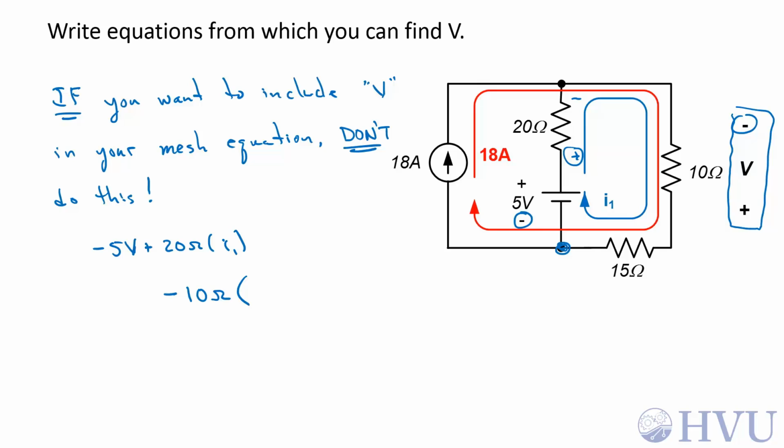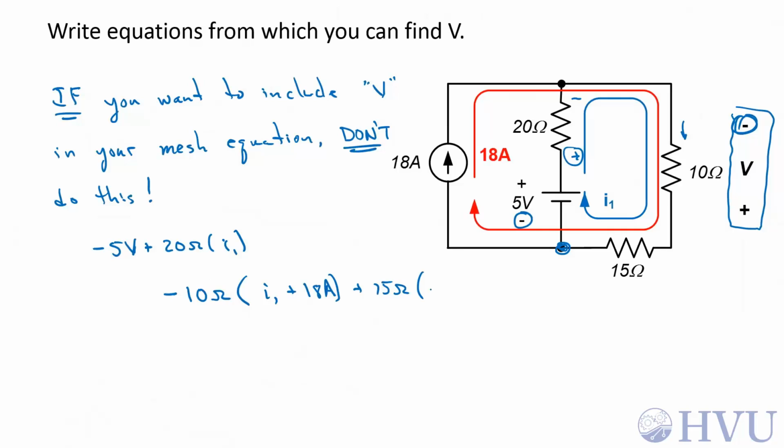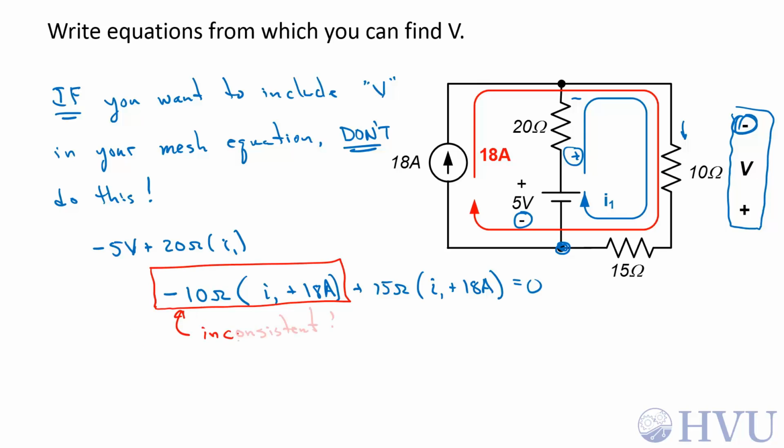Now it's very common to just forget that I've used this as my negative terminal and say, now I want the sum of the currents through this resistor. That's I1 plus 18 amps. Then through my 15 ohm resistor, this is 15 ohms times also I1 plus 18 amps. That sums to 0. And if I do that, this term here is wrong. You're using an inconsistent sign convention.